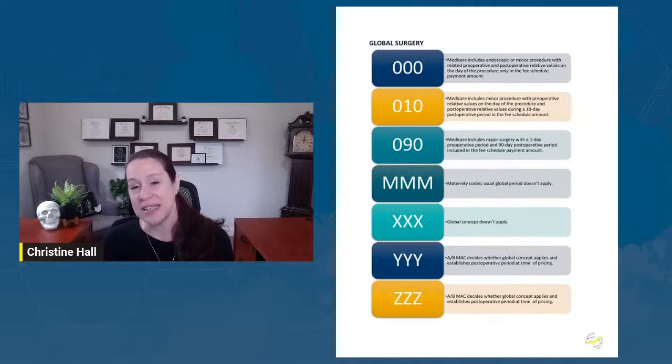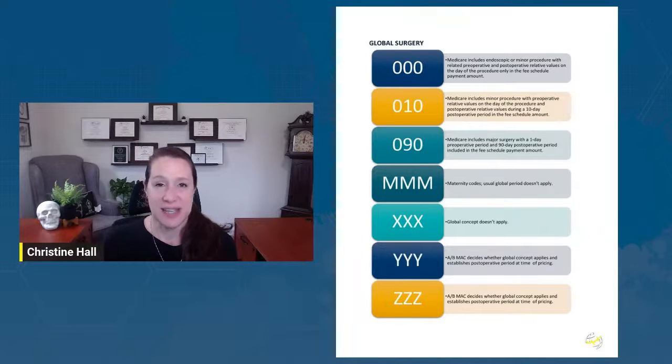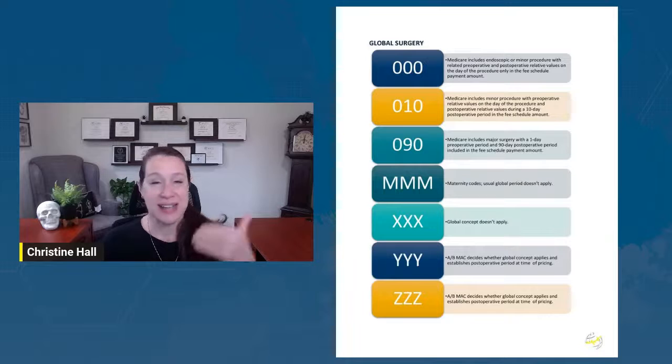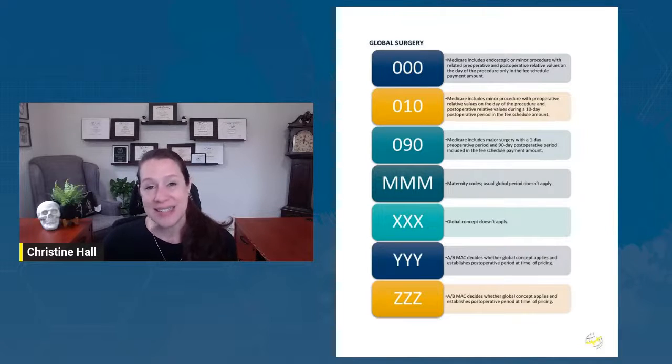So a Y or a Z is a surgical procedure, but the payer decides, or the MAC decides, what that global period will be. They might determine that that procedure has a 10-day global period, or they might determine that that procedure has a 90-day global period. It's not automatically assigned. It's assigned when it gets to the payer.